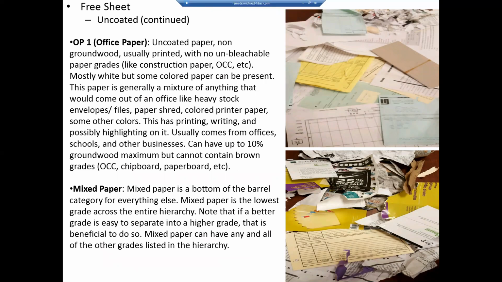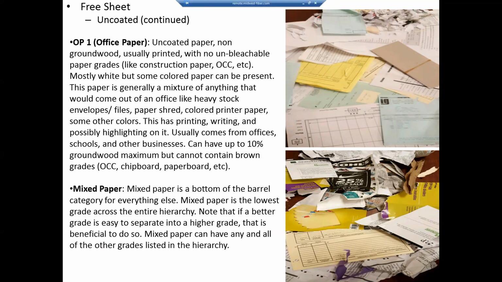Next up in the free sheet uncoated column is OP, or office paper. This group has proven to be one of the most confusing grades alongside the following category of mixed paper. OP is uncoated papers, limited groundwood, usually have printing present, and does not have any unbleachable paper grades like OCC or construction paper. This grade is mostly white, but will have colored papers present.